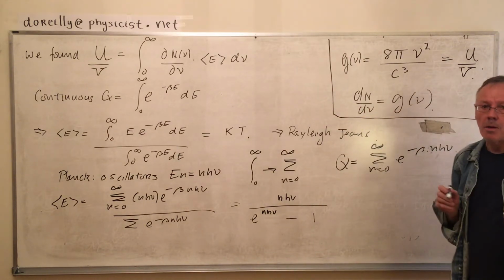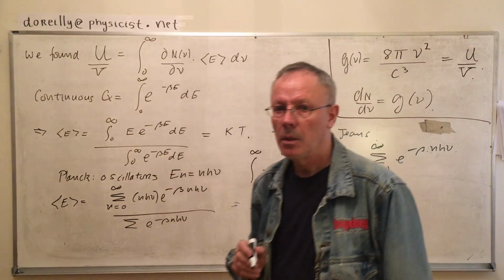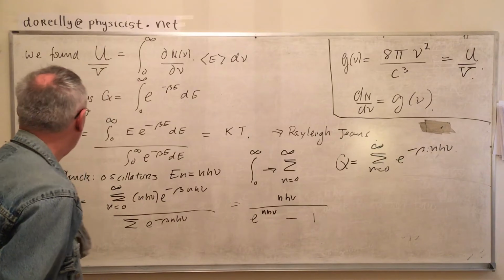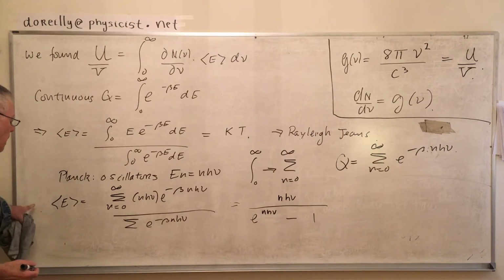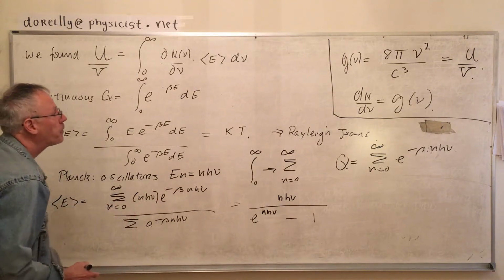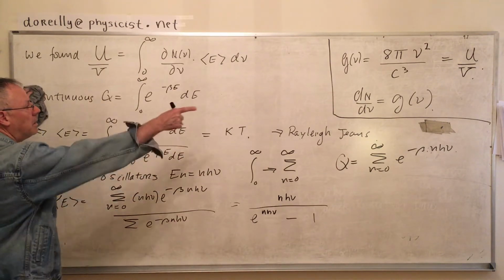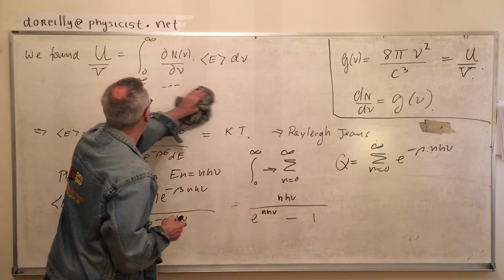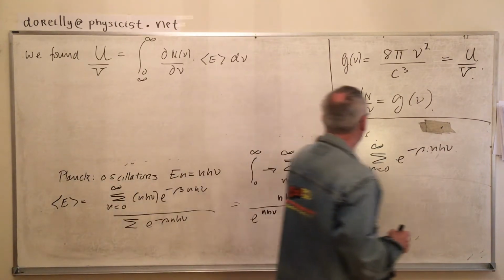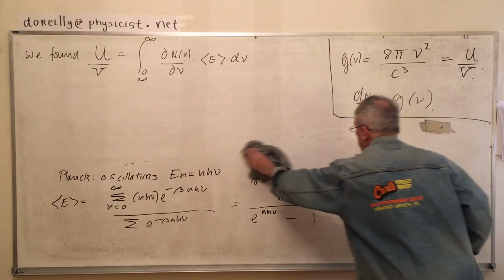And in both cases, we have this result. Where did we get this from? Where did we get that from? Okay, I'm going to remind you. This is our E for continuous. This is our E for Planck. The Planck radiation law will use this E. But let's see where the G nu came from. G nu is related to the density of states.